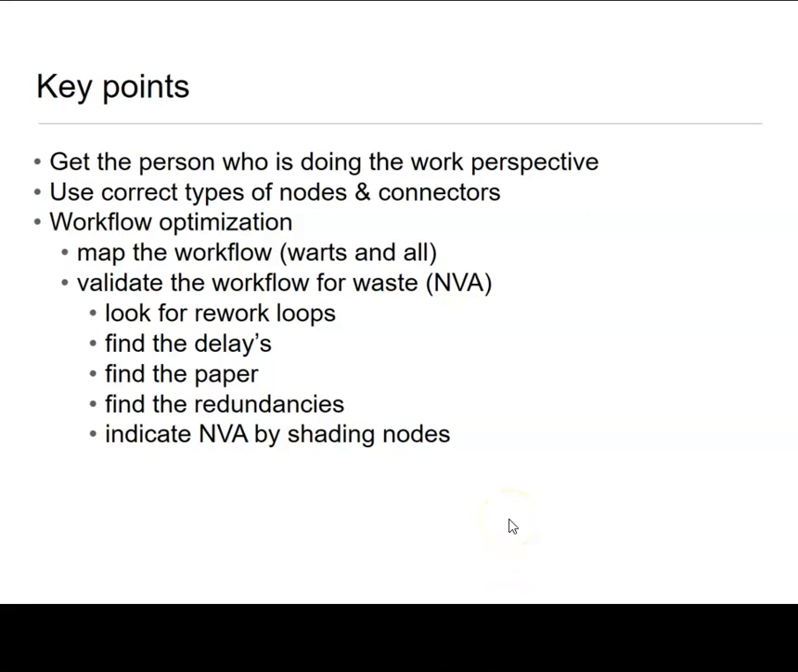All right, so in conclusion, we want to get the person who is doing the actual work and get their perspective, to find out where all the problems are. We want to use the correct nodes and connectors. We want to map the workflow, warts and all. We want to validate for waste, so we look for rework, delays, paper, and redundancies. And then we want to indicate non-value added by shading nodes. Again, this is the first part of seeing the process in its actual state. You will do this again after we make a change to the process, in our ideal state.